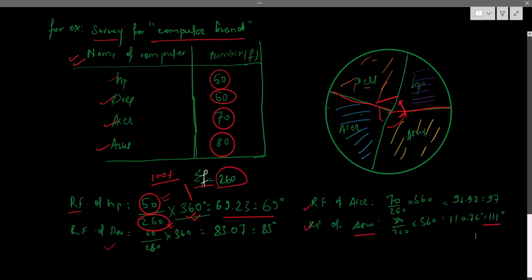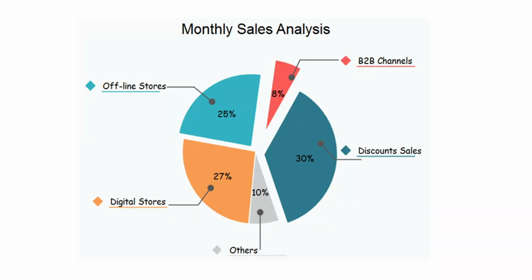Now let's see how it helps in the actual world. You can see in this picture there is a monthly sales analysis, and after seeing this picture we can easily analyze the monthly sales of the company. If this proportion tells us that 13% is discount sale, then obviously the viewer will easily understand that 13% of the sales are due to discount sale, 8% by B2B sale, 25% offline, digital 27%, and other 10%. In this way it helps in delivering the data in a very easy and attractive way.